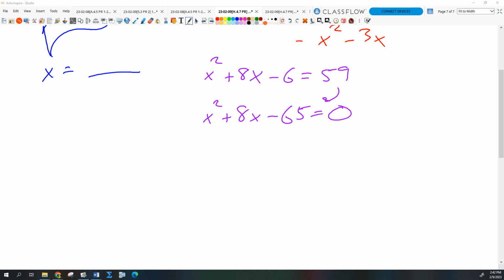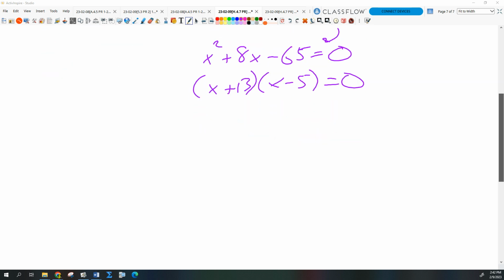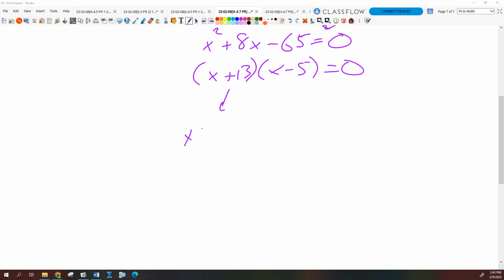That does factor, doesn't it? What's that factor into? Well, negative 5 and 13. Yeah. Right? Okay. So this one does factor, and it's quicker to do that. x plus 13 times x minus 5 equals 0. So look what we get then. x equals negative 13 or x equals 5.